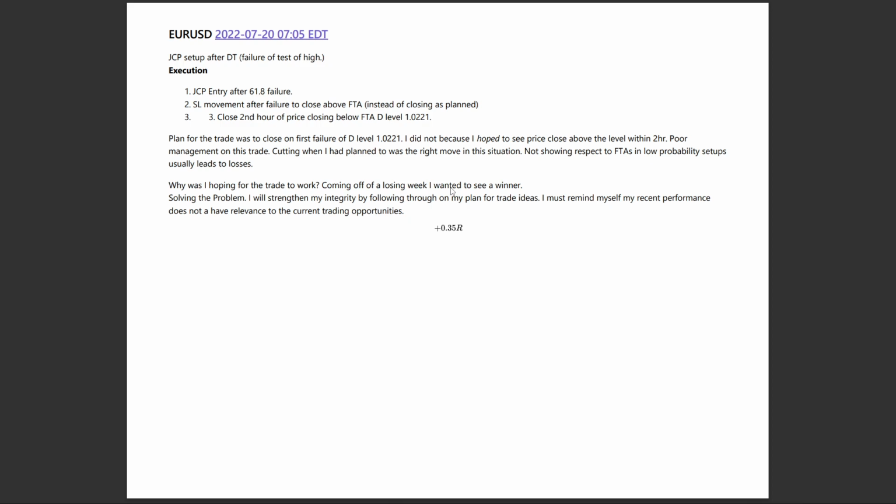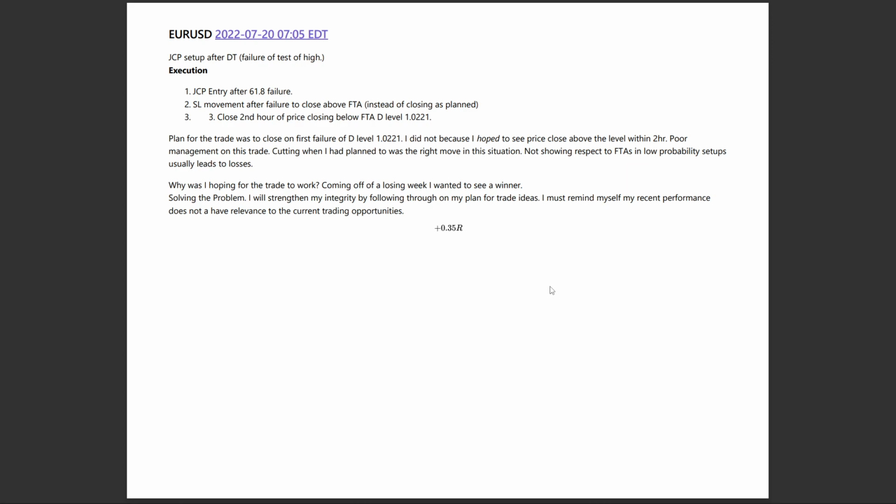JCP setup, double top failure on test of high. Execution process: I saw a JCP opportunity, entered after 61.8 failure. SL movement after failure to close at the first trouble area instead of closing as planned. Closed second hour after price closing below the first trouble area, daily level 1.022.